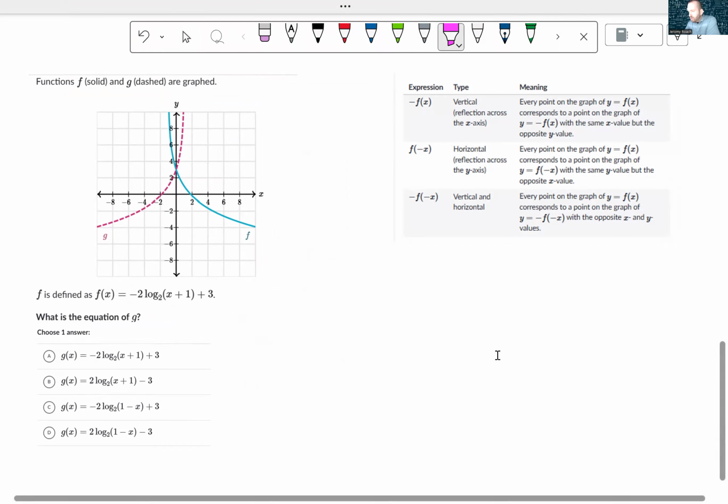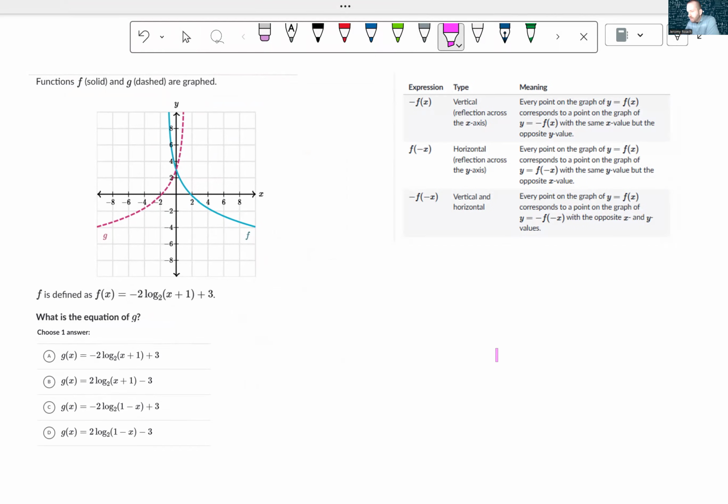All right, so when we have a reflection over the y-axis, it's called a horizontal reflection. And that means that f of negative x is how we would express this. So here's what we're going to do: we're going to plug in f of negative x and see what we get. So everywhere we see an x in this negative 2 log base 2 x plus 1 plus 3, we're going to put a minus x.